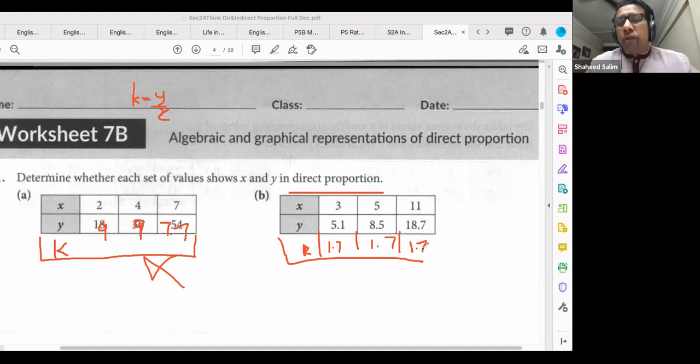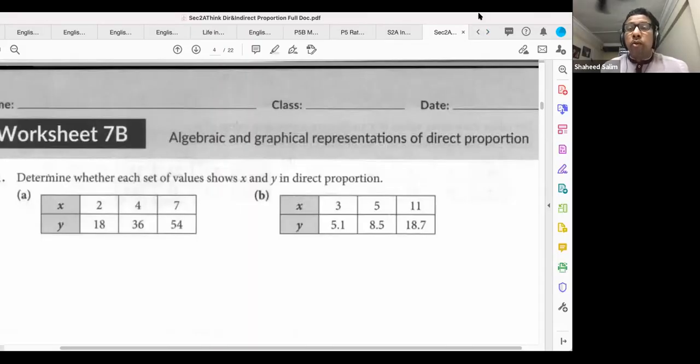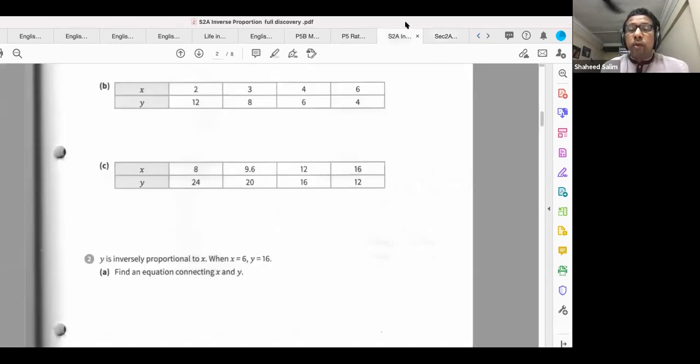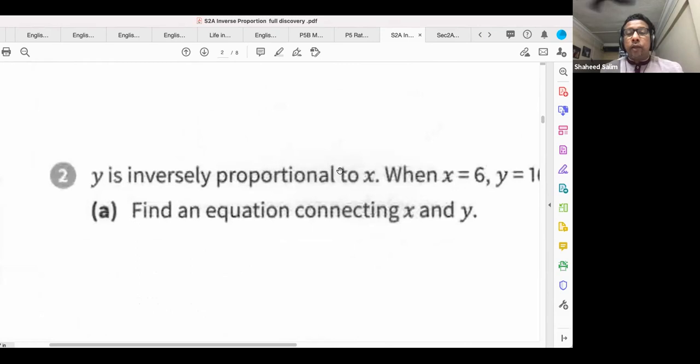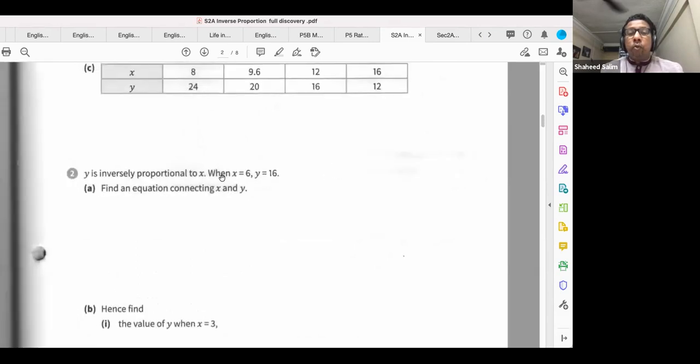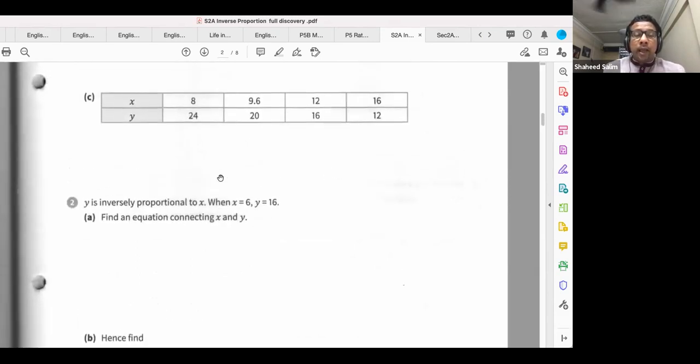So there's two different tests. One is for direct proportion. The other one is for inverse proportion, not indirect. Inverse is opposite. So we go back now to the same thing. Here we go. Now again, you look at the question carefully. They say that Y and X are inversely proportional.